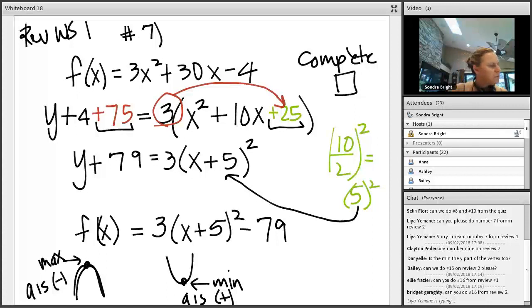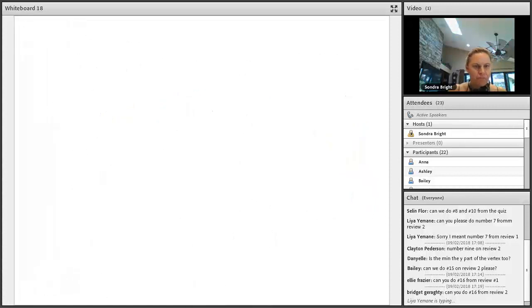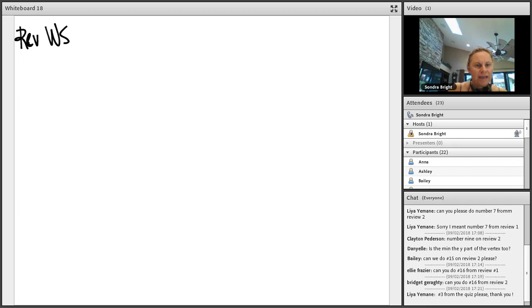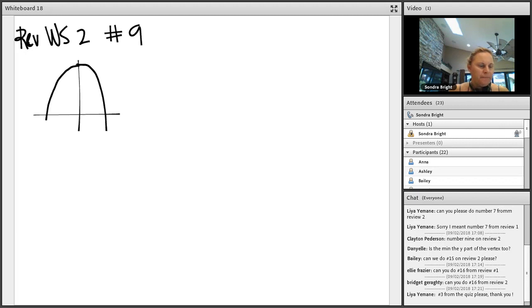Okay, number 9 on review 2. We did one like this in the notes also, but they want you to find the maximum perimeter of the rectangle that can be drawn under the curve. So that is an opening down parabola. Y equals 24 minus x squared is your equation, and they want it so that the rectangle's base is on the x-axis.